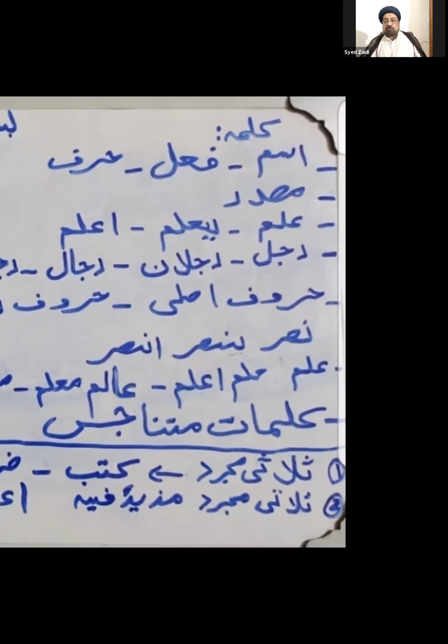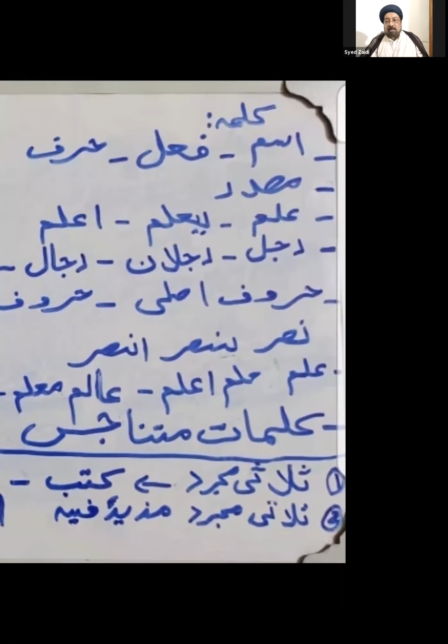If you can see on the screenshot, there you go. Thank you for doing that. Allama, ya'lamu, i'lam. The masdar of these three words is ilm. The root word, or masdar, is ilm. That's the example from fi'l.